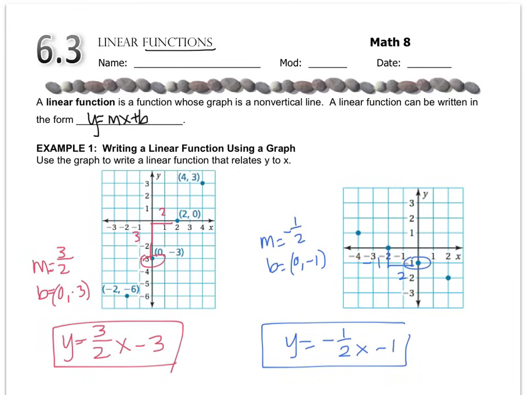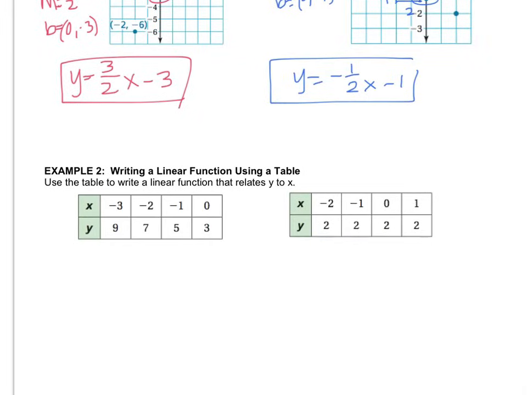That's all great, but when you get to an example like in example 2 where you don't have a graph, you need to come up with another technique. So our directions are the same, but now we're using a table to write a linear function that relates y to x. If you had a piece of graph paper handy, you could plot the points and count the slope, but that's a lot of work. What I want to do is use this formula that we talked about back in Chapter 4, which is the slope formula. I'll put it on your paper, and I want you to do that as well.